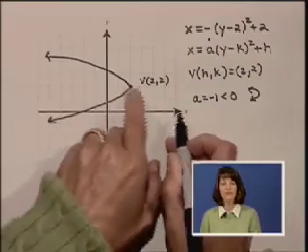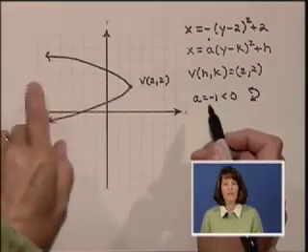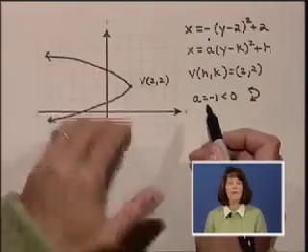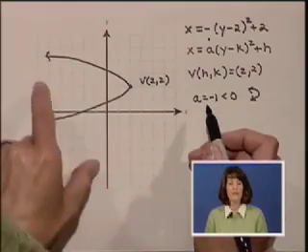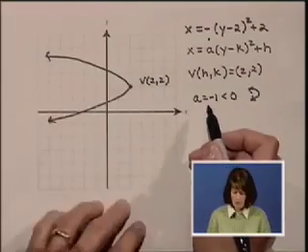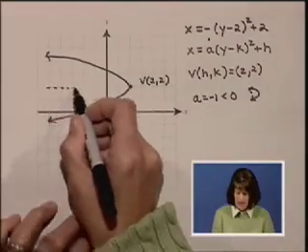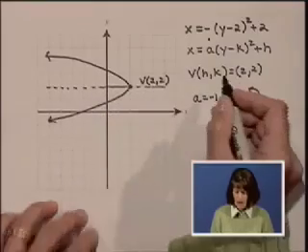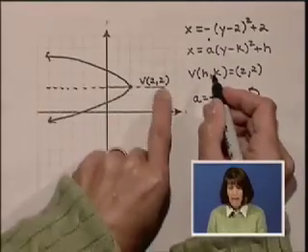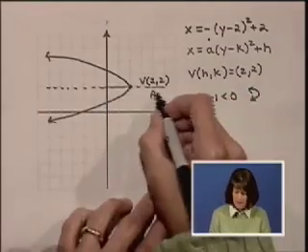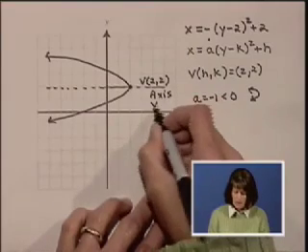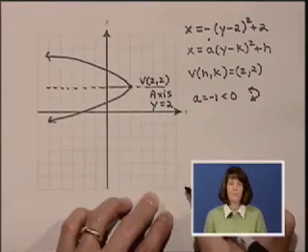The axis of symmetry separates this parabola into two mirror images, basically. It's the mirror line for the parabola. That axis of symmetry is right here. It goes through a y value of 2. In fact, that axis is the line y equals 2.